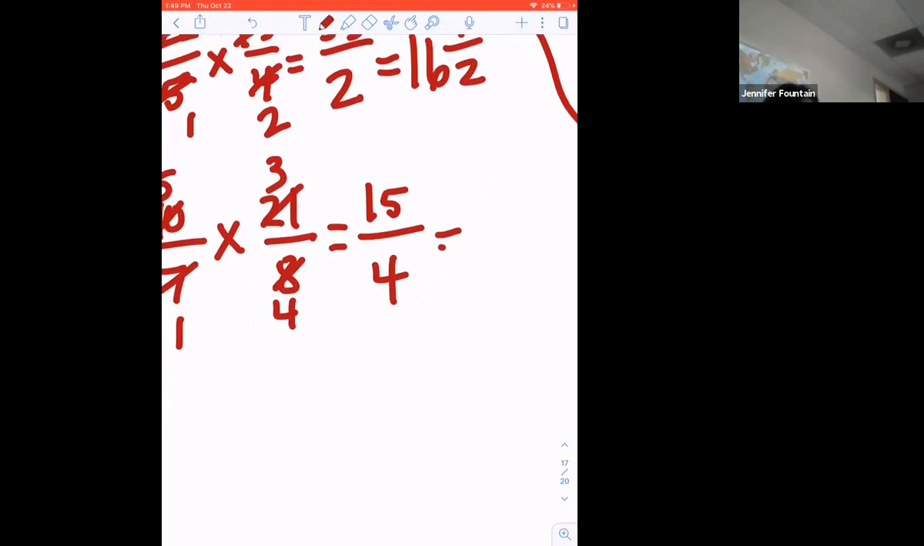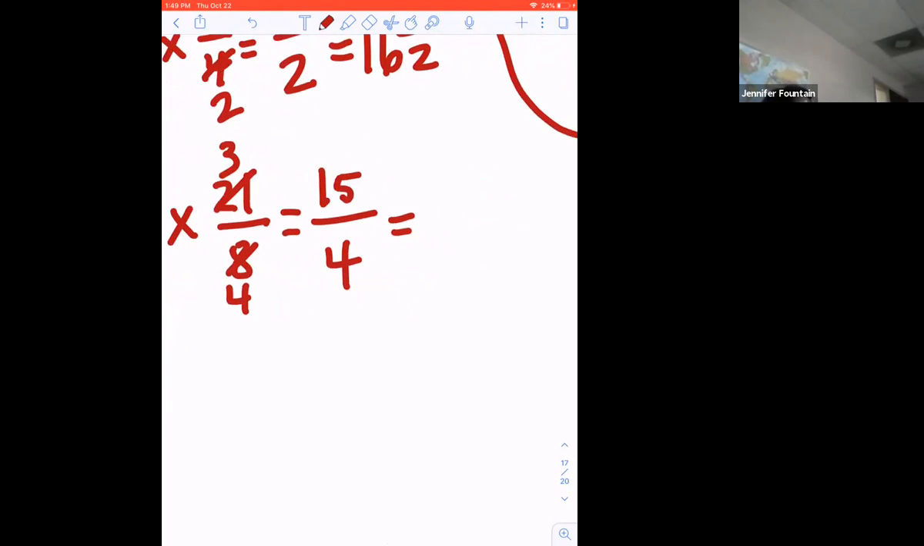So 15 over 4. 4 will go into 15 how many times? 3 times. 3 times 4 is 12. So 15 minus 12 is 3. Keep my denominator of 4.